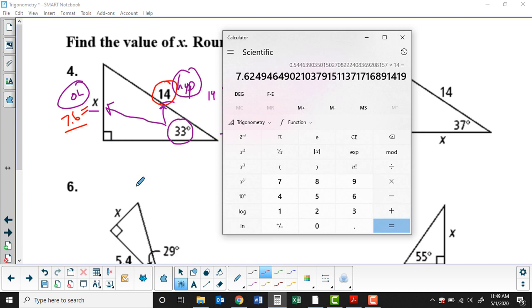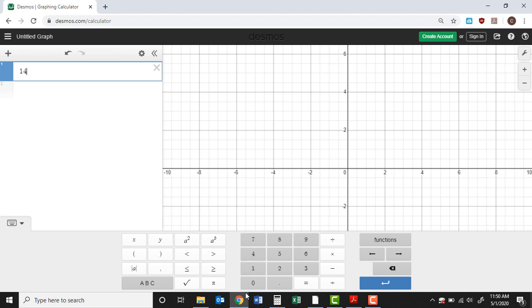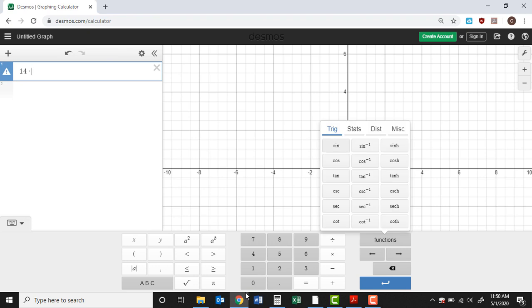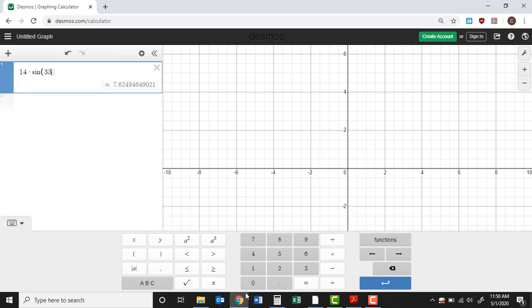You could also throw this into Desmos. I really like the way that Desmos works with this. 14 times, and we go to functions, sine 33. And you get 7.62, whatever. You get the same number that we had before. So you can see that all of this works fine.